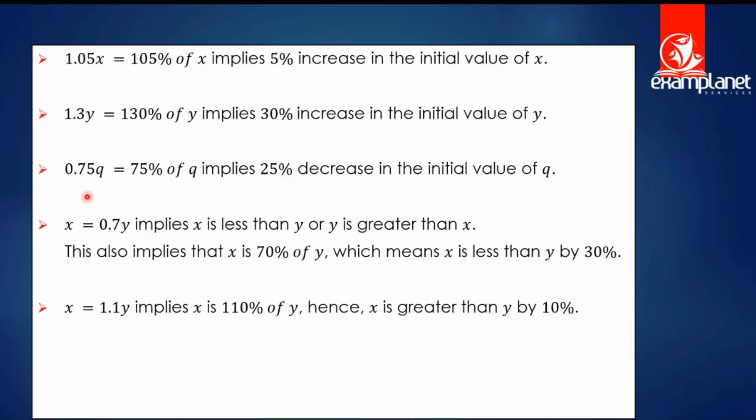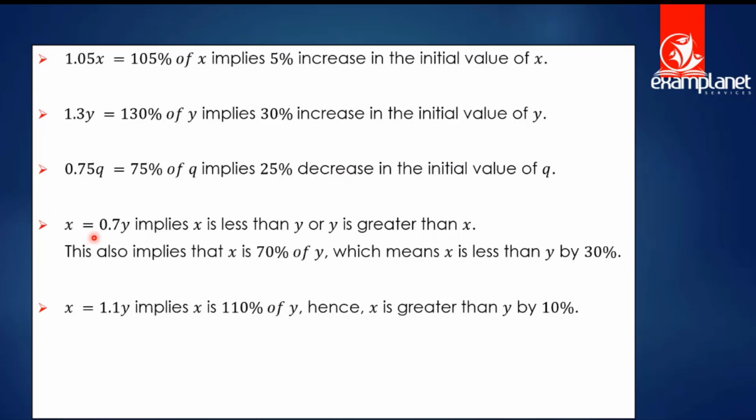0.75q, what does it mean? In percent, that is 75% of q. And 75% of q means that q has what? Has reduced. Because once you have anything less than 100%, that means that quantity has reduced. It has decreased. All right? By how many percent? By what it remains to make it 100%. That's 25% here. So when it is more than 100%, that means it's increased by that extra on the 100. So 0.75q means it has decreased by 25%. So a 25% decrease in the initial value.